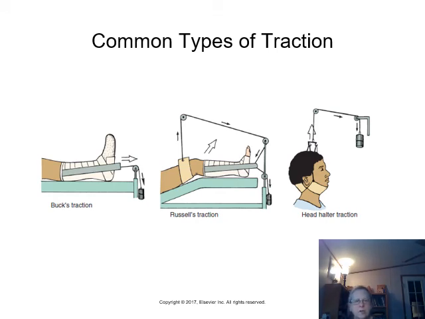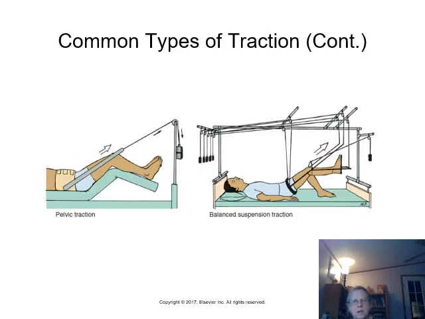Here's a Buck's traction. Here's a Russell's traction, where the Buck's is like straight. They have the foot wrapped and they pull it that way. And then Russell's is kind of like a counterbalance going on. And then pelvic traction, where they have like a brace that wraps around them and they pull them that way. And then balanced suspension, once again, it's pulling on. You've got a brace around the leg, and the leg is on a platform where they actually pull that way as a balance.